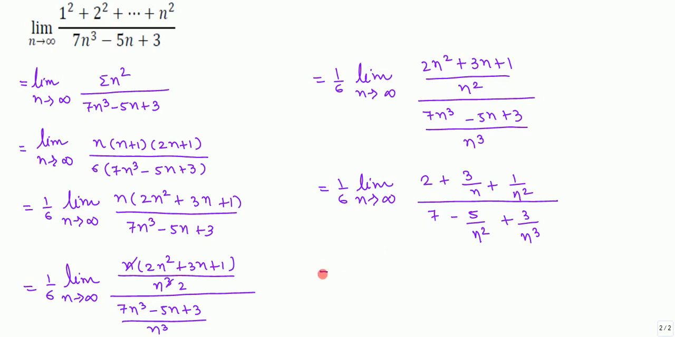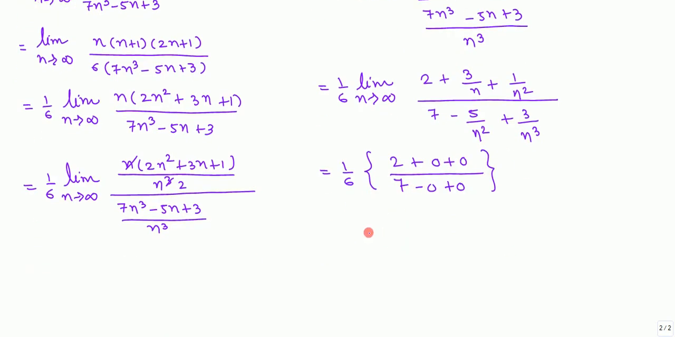Okay, now 1 by 6 as it is, applying the limit: 2 plus 0 plus 0. When n comes in the denominator, we put 0. Then 7, minus 0 plus 0. Now it is equal to 1 by 6 as it is into numerator 2 upon 7. So what is our answer? 2 3s are 6 and we will get 1 upon 7 3s are 21. Our answer is 1 by 21.